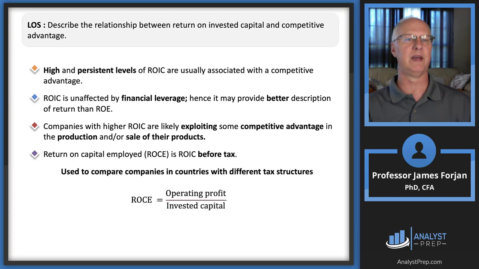So look at that first diamond point. High and persistent levels of this metric are usually associated with a competitive advantage. It's unaffected by financial leverage, so it might provide a better description of return than just simple ROE. It might. And so my advice to students all the time is go ahead and calculate both of them and decide which one's more appropriate. Now, the reading does suggest that this provides a better description of profitability.